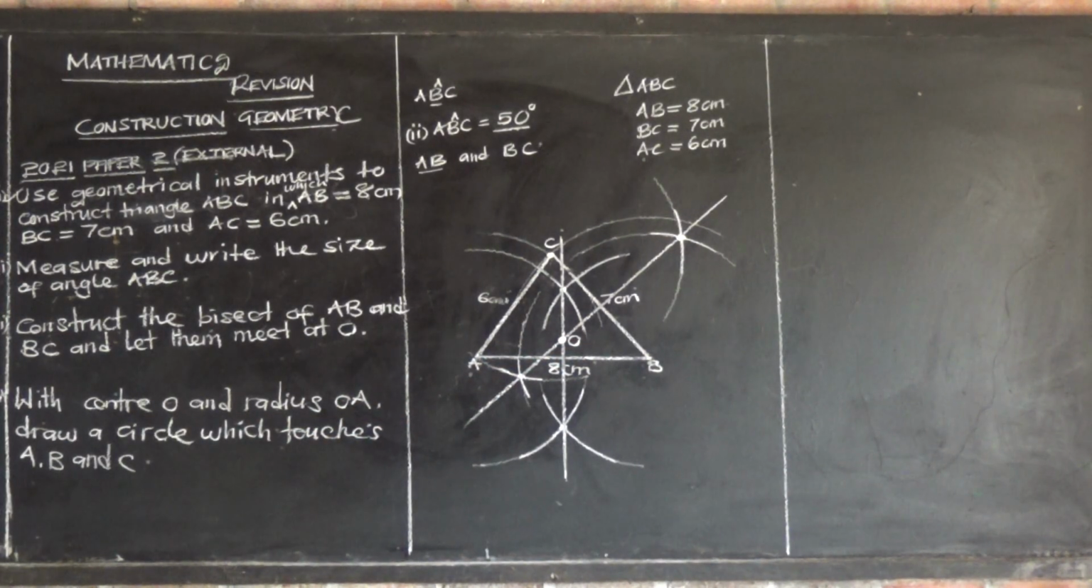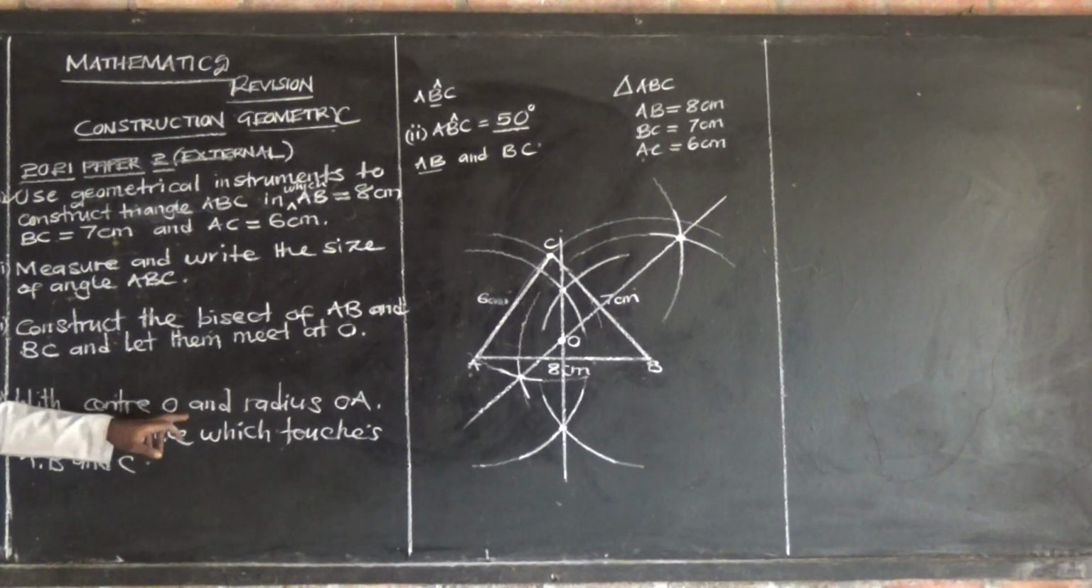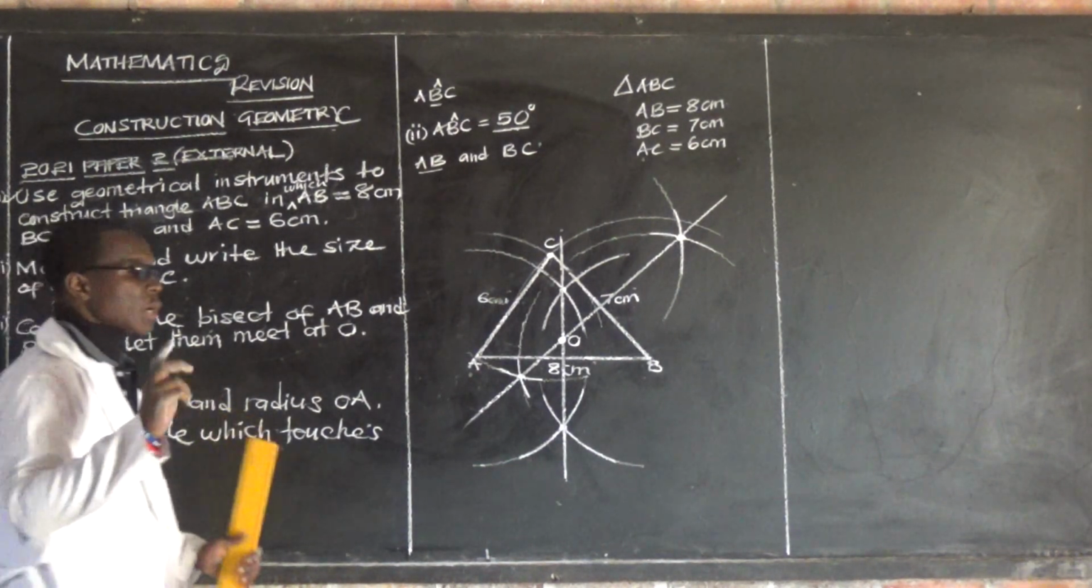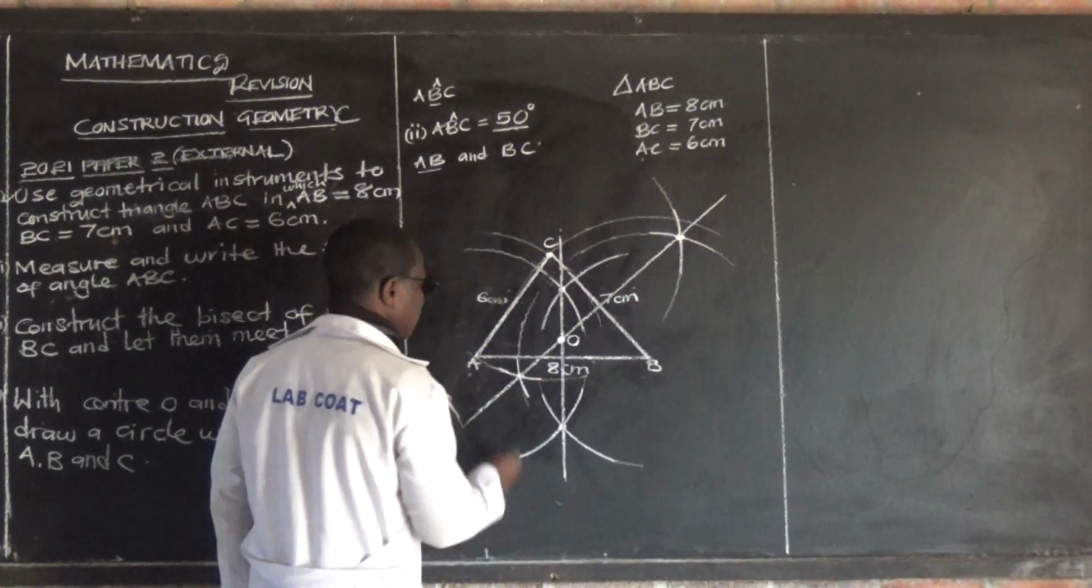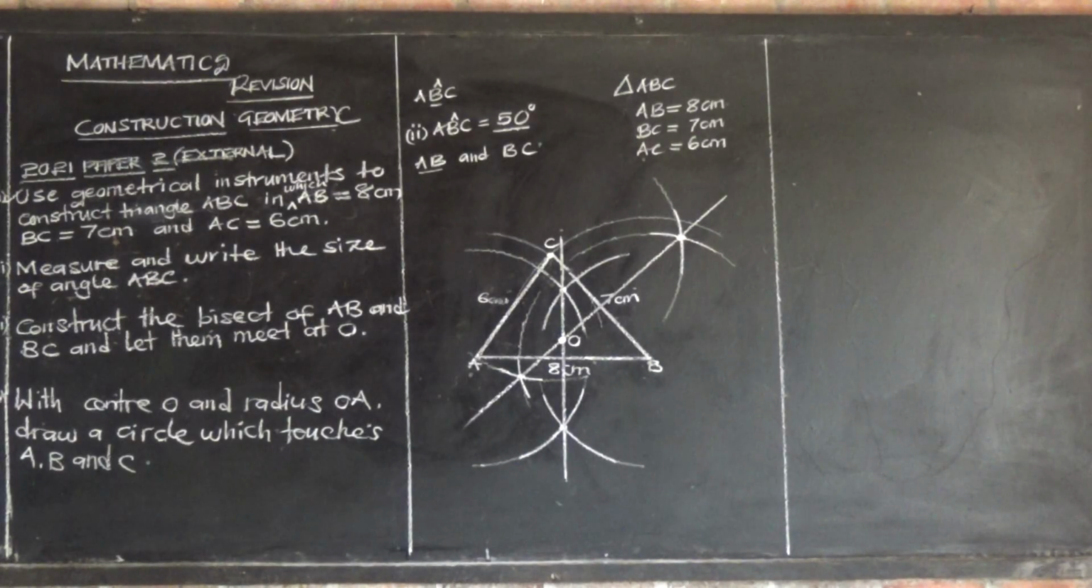Then the last part is saying with center O. They want you to use this center O and radius OA. Draw a circle which touches A, B, and C. So they want you to come up with a circle now, which touches A, B and C. Are we together?